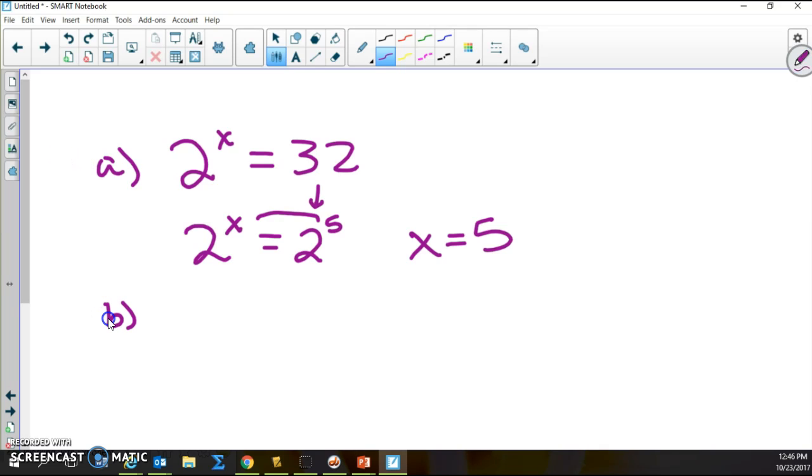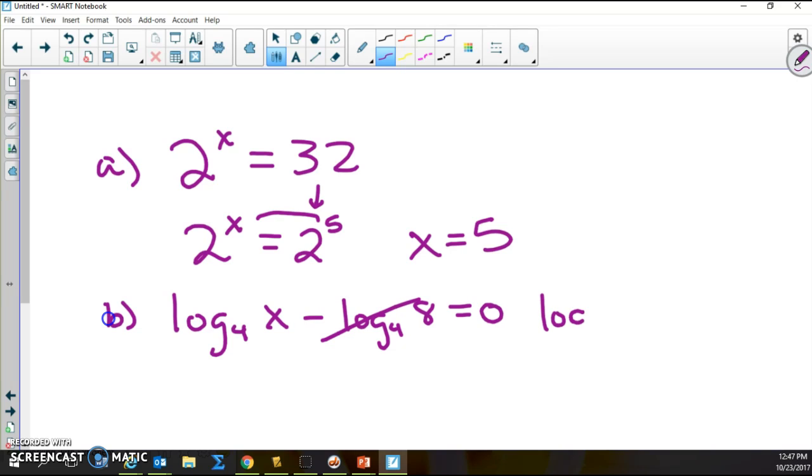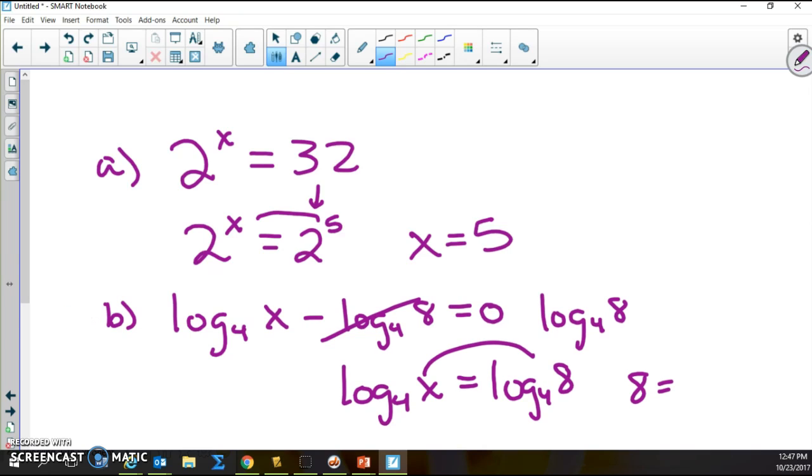And in example 1, part B, we can solve using the addition property of equality. I have log base 4 of x minus log base 4 of 8 equals 0. I know that we could add log base 4 of 8 to both sides of our equation. And we have another of our properties: if log base 4 of x is equal to log base 4 of 8, then of course x has to equal 8.